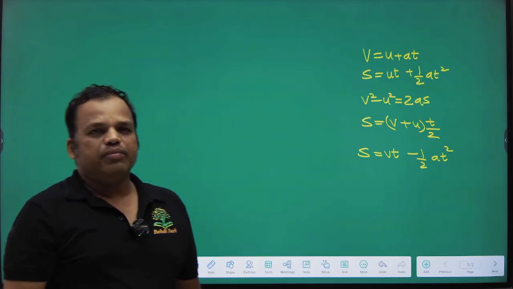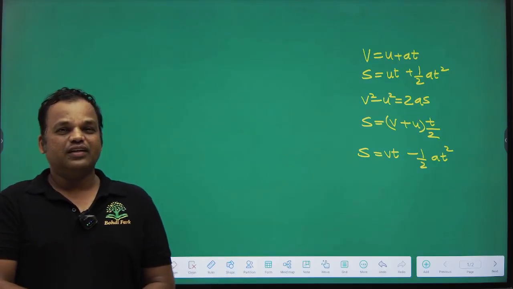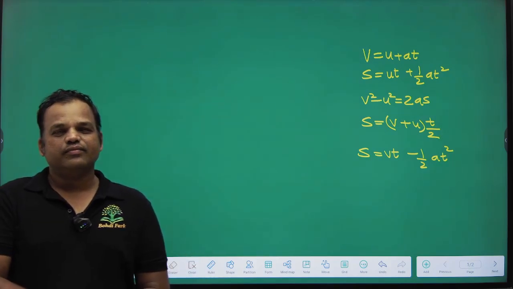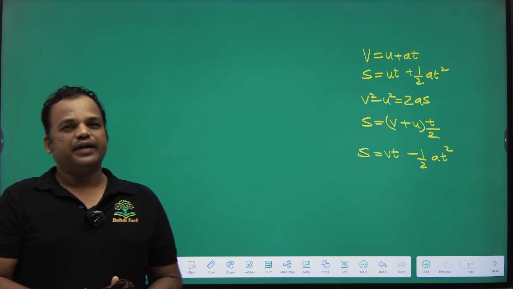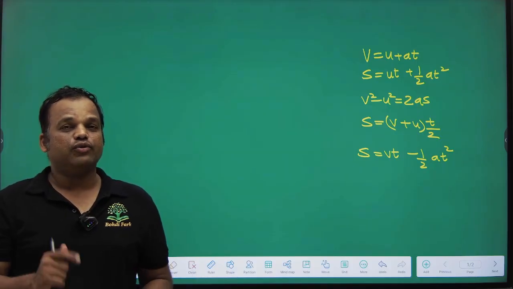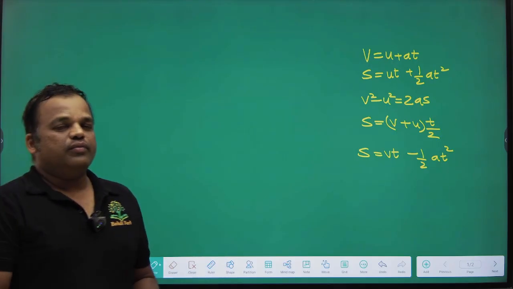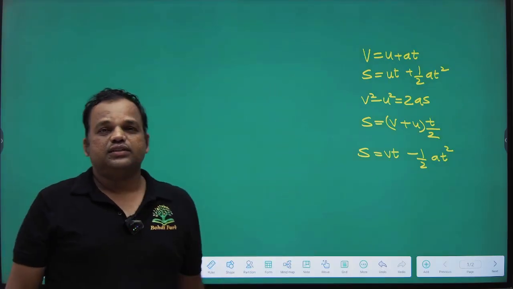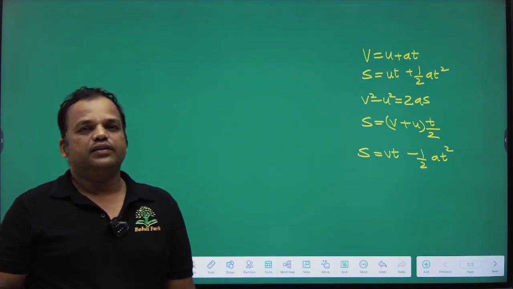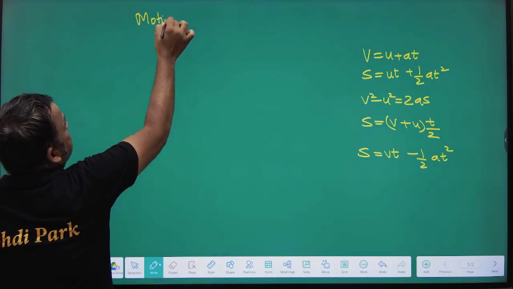So let's apply these equations in vertical motion under gravity. So that is a straight line which is a vertical straight line, and the motion is under gravity. So how will we use these equations for motion under gravity? So motion under gravity, what is that?